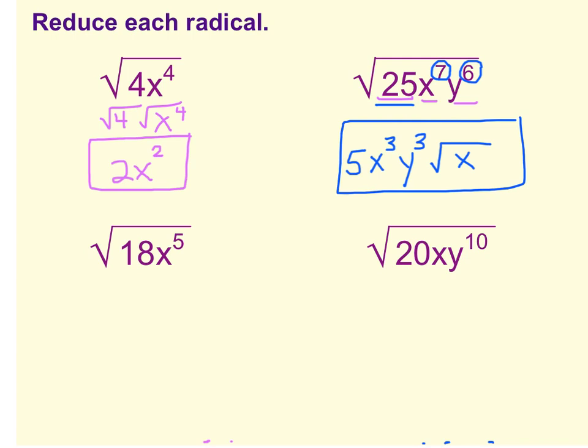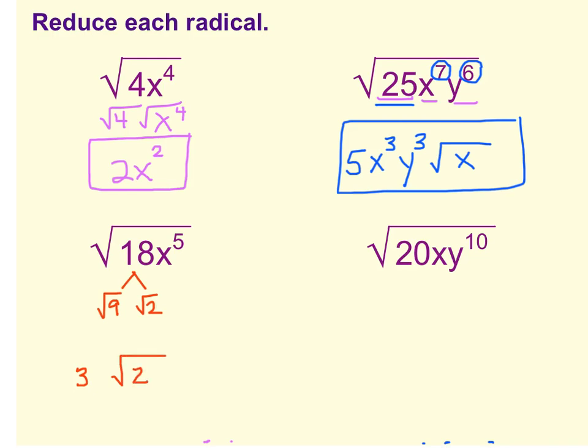All right, square root of 18x to the 5th. Well, can we take the square root of just an 18? No, we can't, so we're going to work on reducing that like we reduced in the last lesson. 18 can be broken down into 9 times 2, and the square root of 9 is 3. I'm going to leave a space for any x's, and that 2 stays underneath the square root.